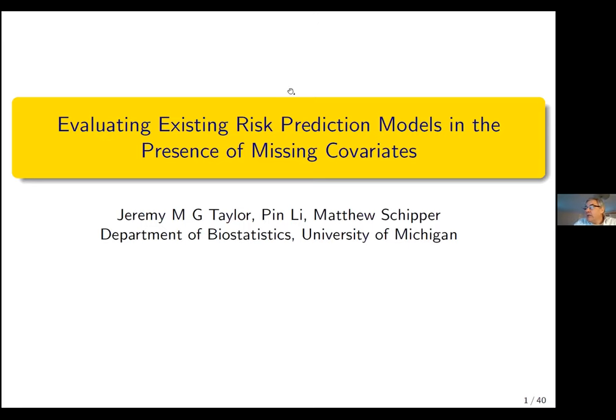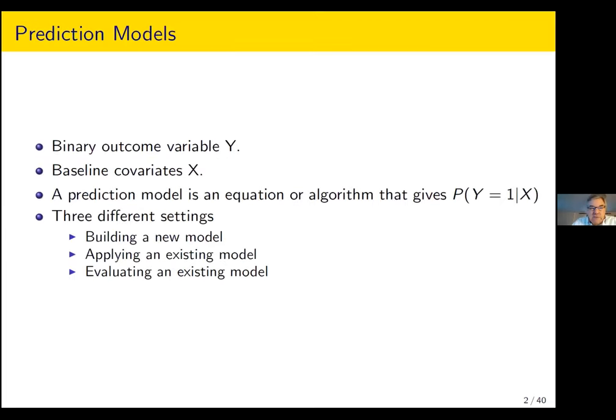So I'm going to talk about this work. I'm happy to have questions along the way. Boris, maybe you'll just chime in if there's questions. The title's fairly obvious: prediction models and missing covariates. Pinley is a student who just graduated a few weeks ago, so this is part of her dissertation, actually. And then Matt Skipper was a former student from about 16 years ago, maybe. So he's a colleague now.